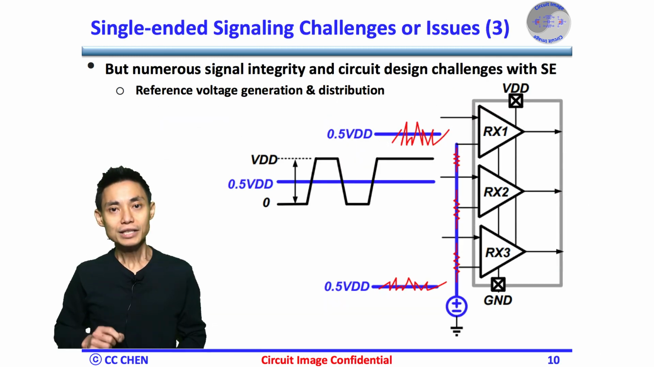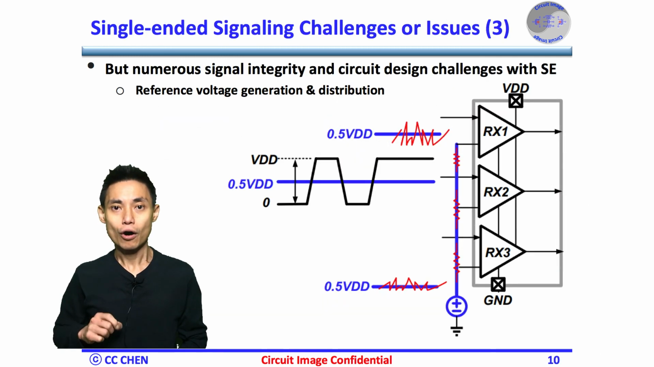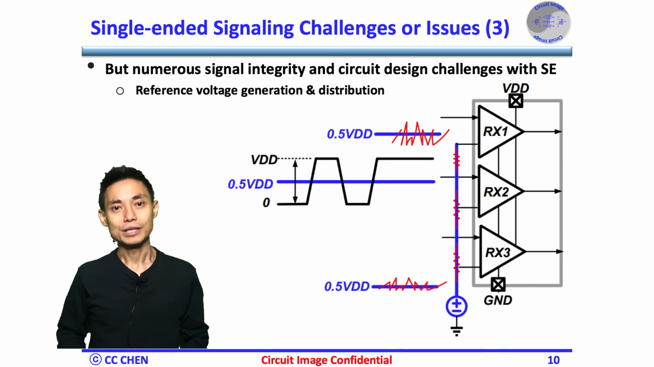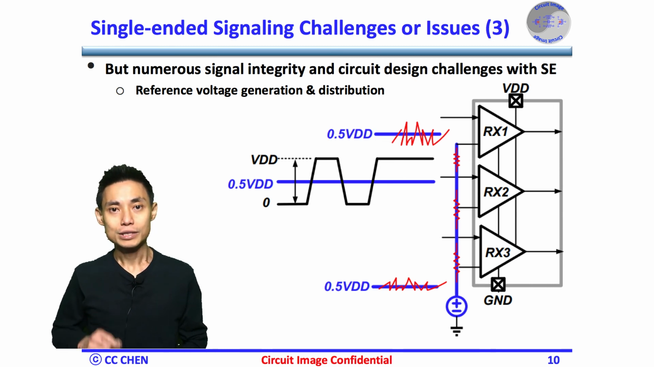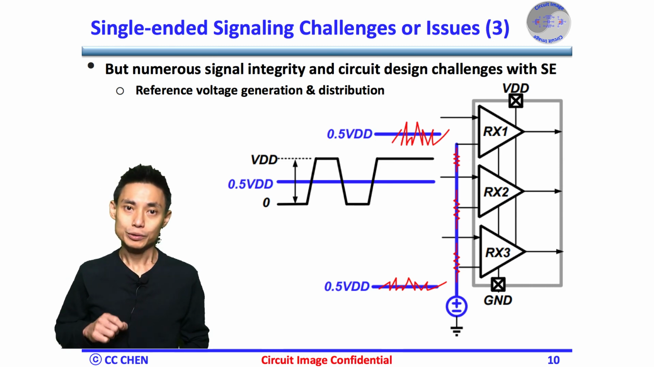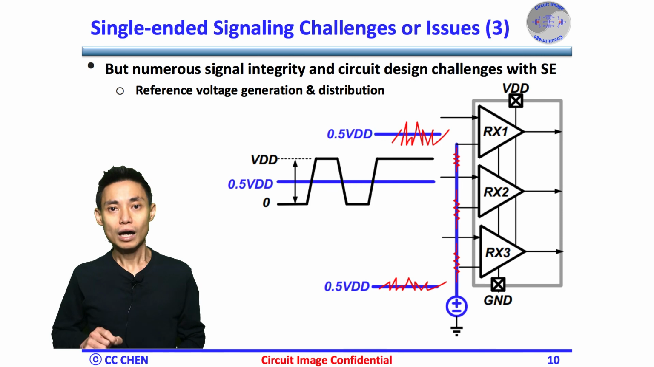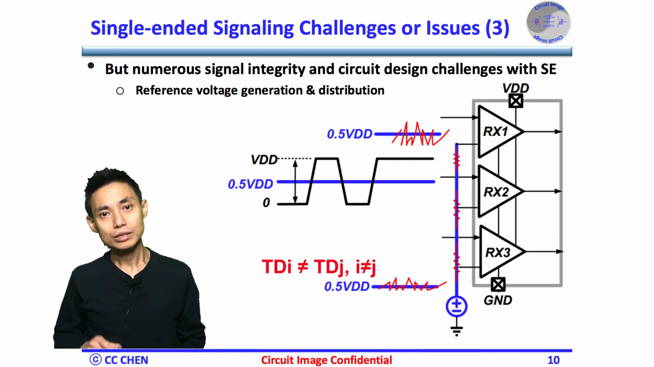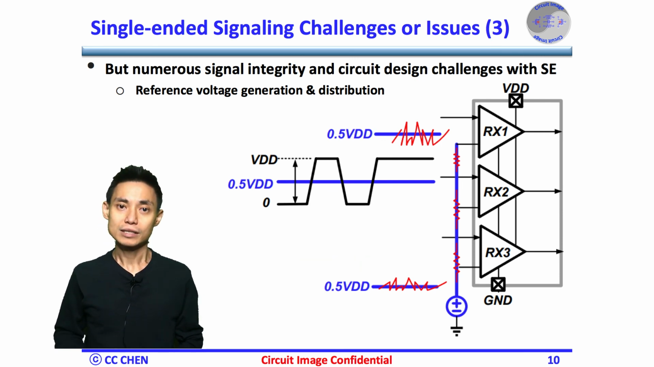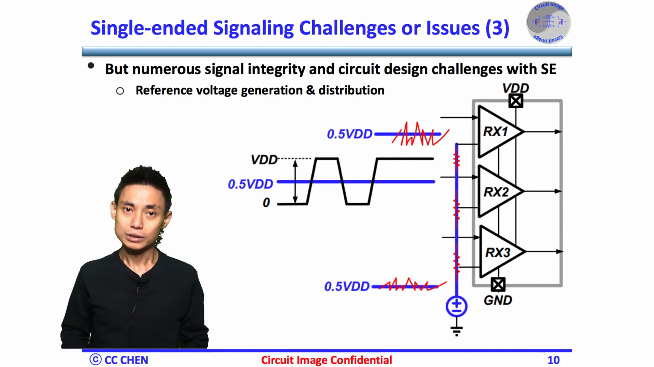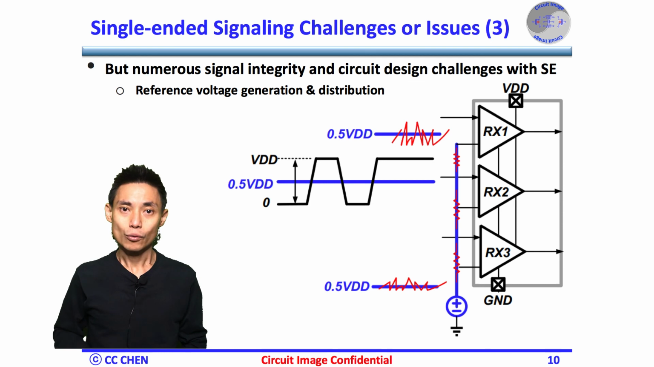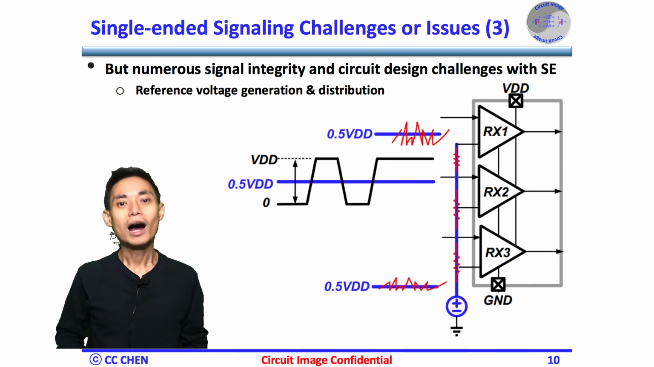The last single-ended challenge would be the reference level of the receiver. For example, the input of the receiver would be toggled between VDD, supply, and ground. So the reference voltage is a must to set a logical 1 or a logical 0 for the receiver as a slicer or an analog-to-digital conversion. This reference is obviously half of VDD, with the best noise margin.